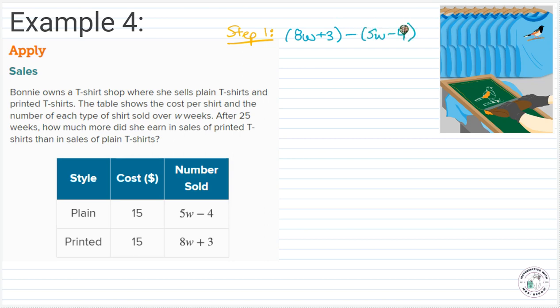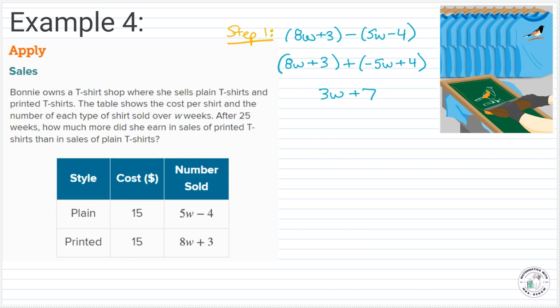All right, so now we're going to keep, change. So keep the 8W plus 3 the same. We're going to change the subtraction to addition, and then the 5W minus 4 we're going to write as the opposite, so negative 5W plus 4. Ignoring the parentheses, we're going to combine like terms. 8W plus negative 5W would be 3W, and then 3 plus 4 is going to be 7. So that just is my simplified expression. That is the difference, right, between the printed and the plain.